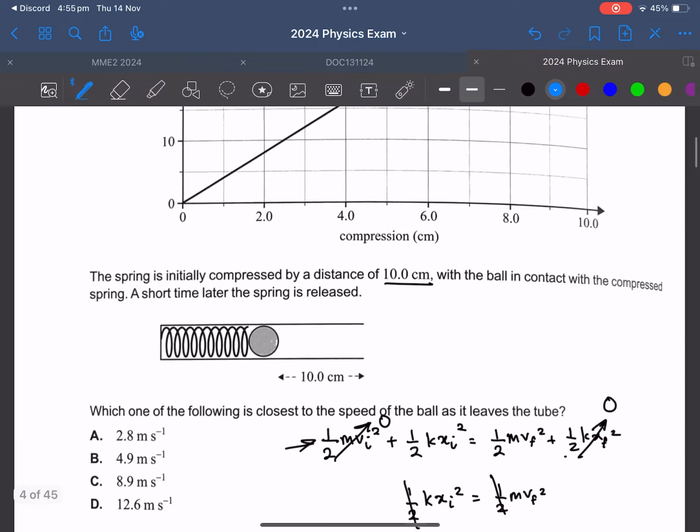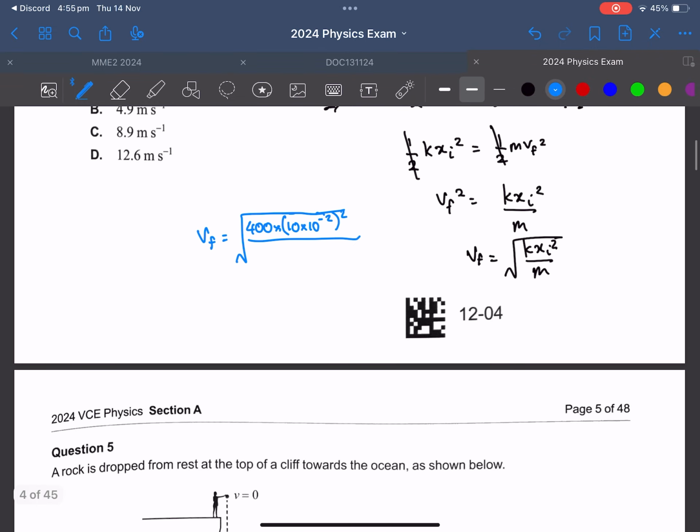What is the mass again? 50 grams. So 50 times 10 to the power of minus 3. Let me plug that in. Let's see what we get. So the square root of 400 times 10 to the power of minus 2 squared divided by 50 times 10 to the power of minus 3.